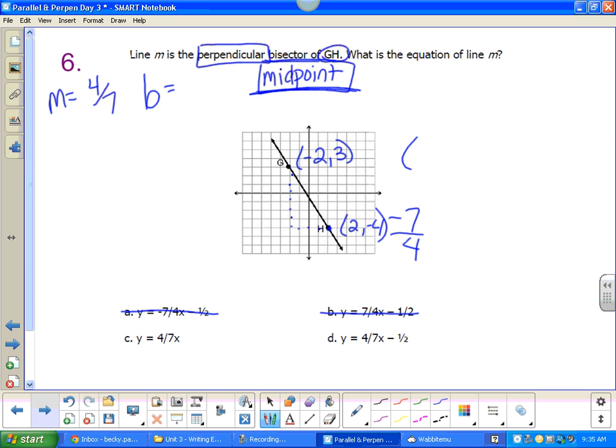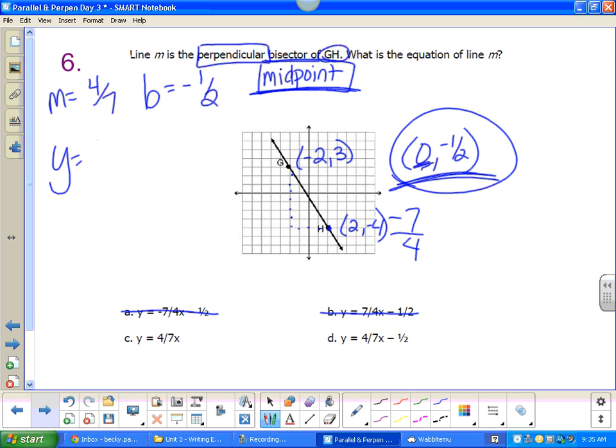So I'm going to add them and half them. So -2 plus 2 is 0, half that is 0. 3 plus -4 is -1, half that would be -1/2. So this is where I would take my point and my slope and plug it into y equals mx plus b. But if you're on your toes, you're going to notice that this is a gift, because this is my y-intercept because my x is 0. So y equals 4 over 7x minus 1/2.